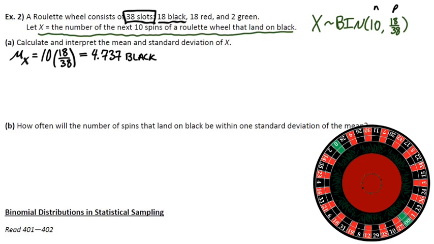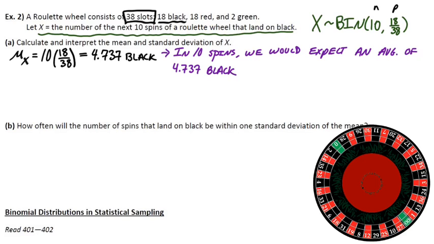So how do we interpret that? Does that mean the next 10 spins I do, I'm going to get 4.737 black slots? No. That's the long-term simulation approach, right? So in 10 spins, we would expect an average of 4.737 black if we did this many times, if we repeated the 10 spins many times. So that's that simulation approach.